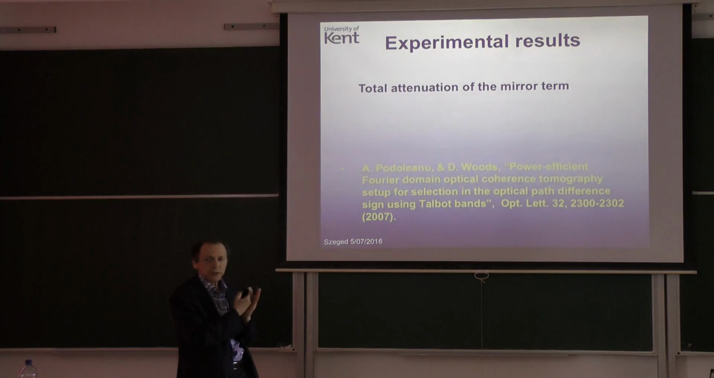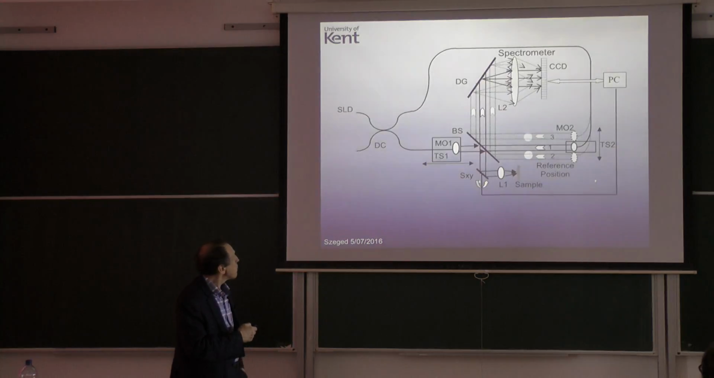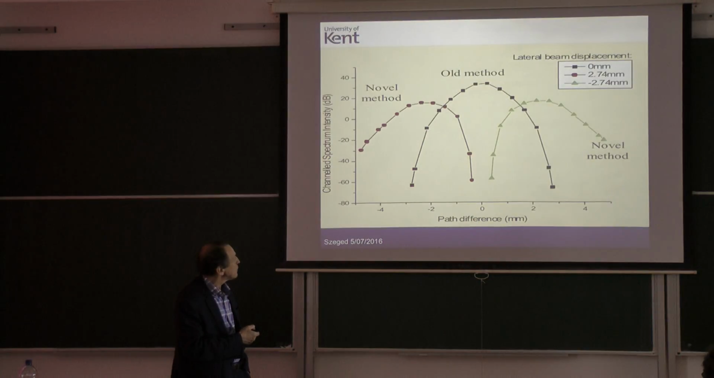And this is exactly what you need to distinguish between positive and negative optical path difference terms. And that's the system for Talbot bands. If you do non-Talbot bands, like any conventional system in the world, you will have this curve. So if your tissue is here, creating a modulation corresponding to 1 millimeter OPD, it will be the same modulation at -1 millimeter. There's no way to distinguish between them.